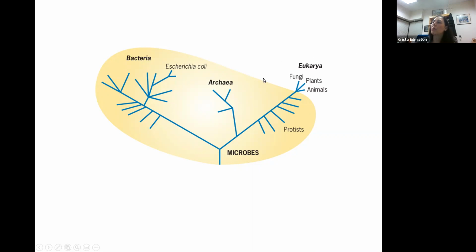So based on their ribosomal RNA, they look like they were more related to the eukaryotes than they were to the bacteria. And this little yellow jelly bean looking bubble is supposed to represent where the microbes fit into that whole domain of life, 3 domains of life. So you can see the microbes take up the majority of the organisms that fall into these categories.